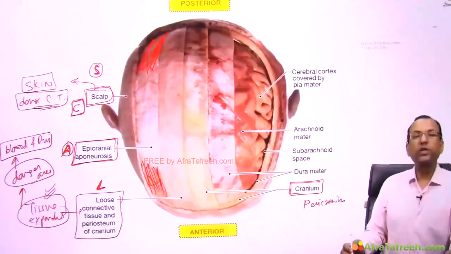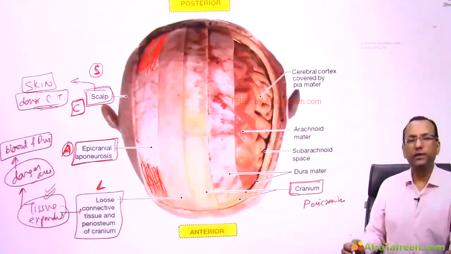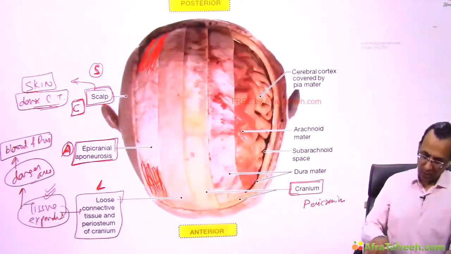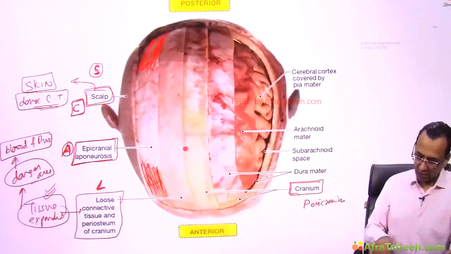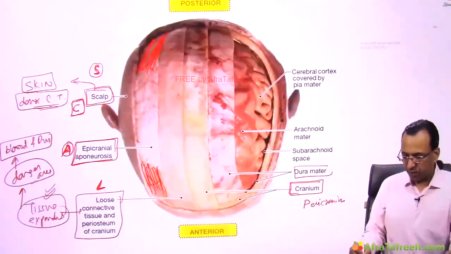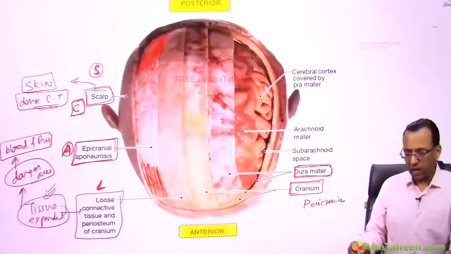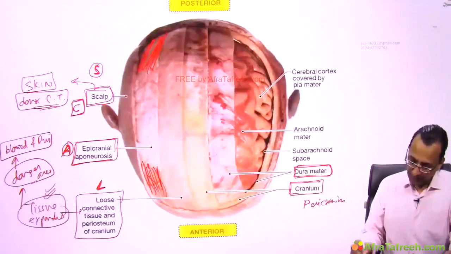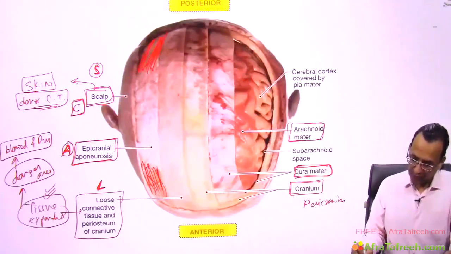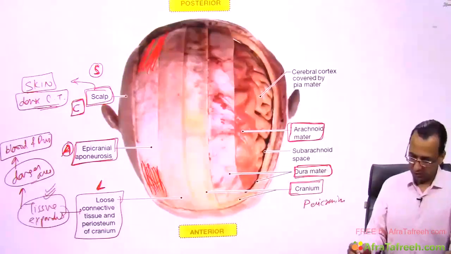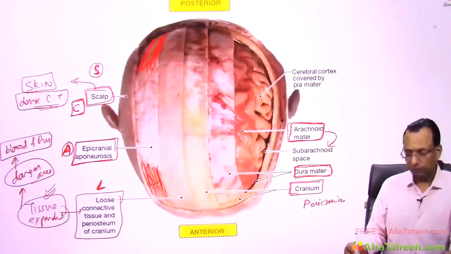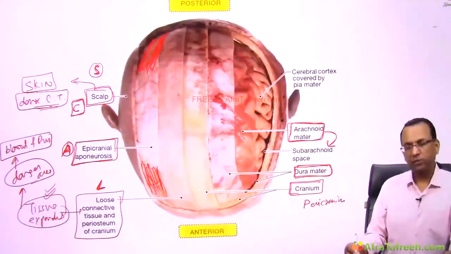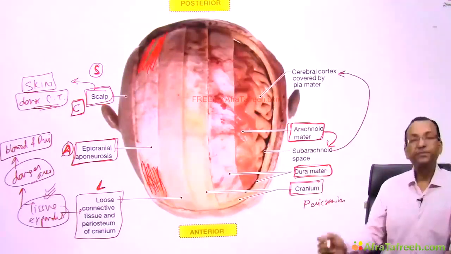Now remove the skull. What do you see deep to that? If I remove the skull, then what I see is the dura mater. And what if you remove the dura mater? Then I will see the arachnoid mater. And what is deep to the arachnoid mater? Deep to the arachnoid mater, I will see the subarachnoid space filled with CSF. And what is deep to that? Deep to that will be the brain.